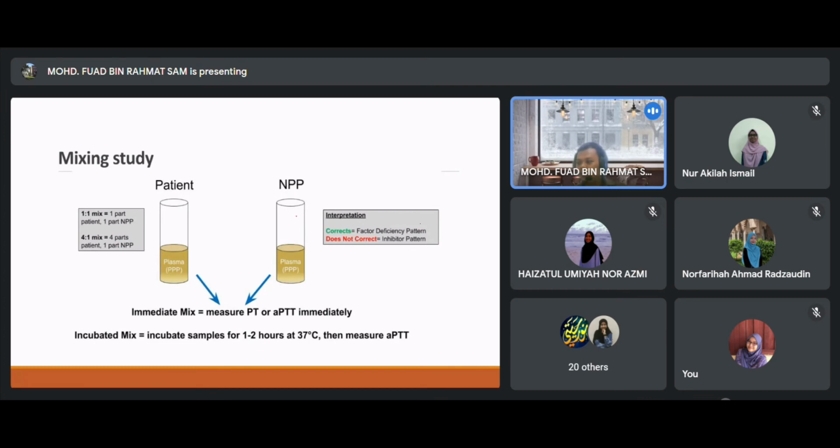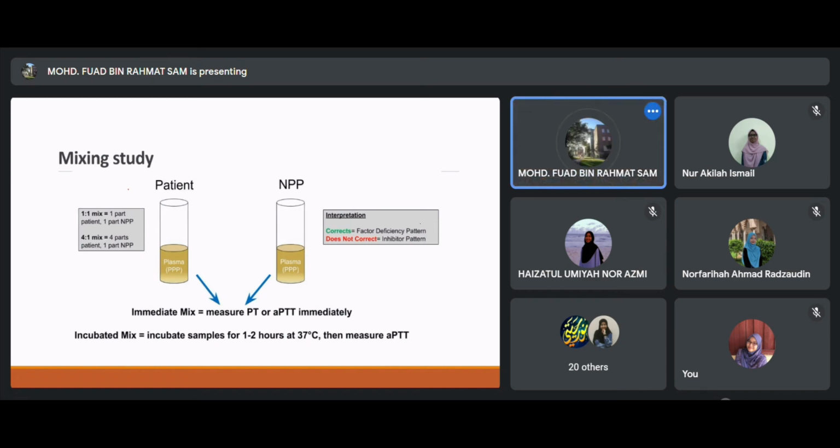Okay, so for this mixing study, the basic principle is what do we mix with what. We mix the patient's plasma and a normal plasma. The ratio usually, maybe it can be 4:1 or 1:1, but usually it is 1:1.